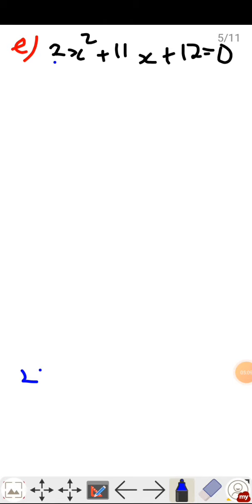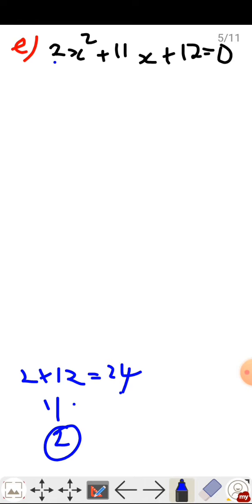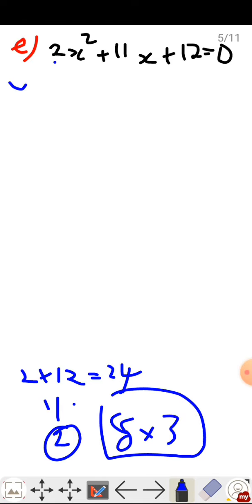So now here we'll look at a tricky example. So remember, look at the coefficient of x squared, which is 2, and take 12, multiply, we get 24, and the number in the middle is 11. So we have to look for two numbers. Okay, in this case 8 and 3, when you multiply we get 24, when we add we get 11. So I hope you understood.